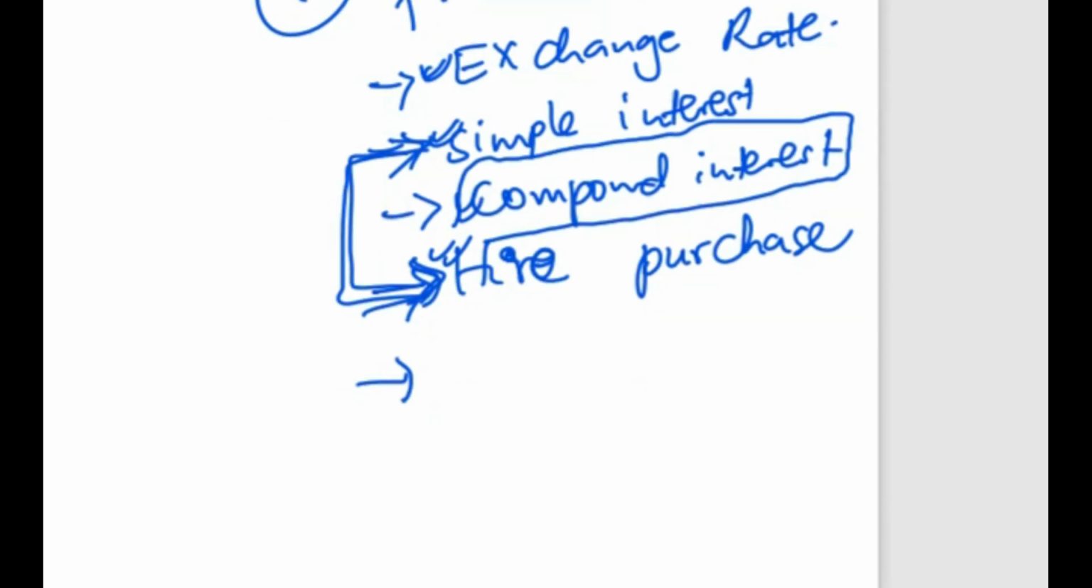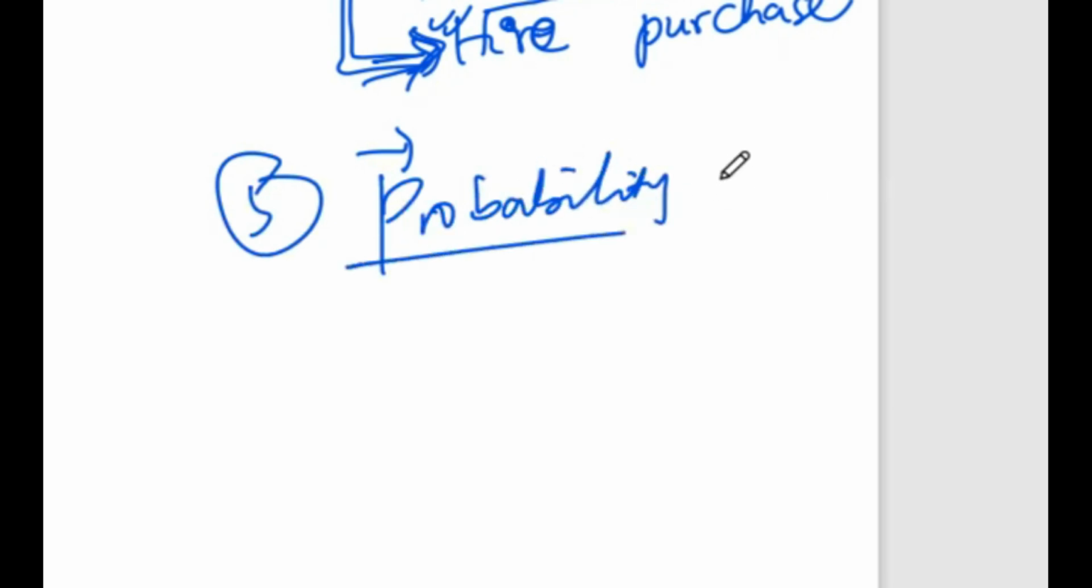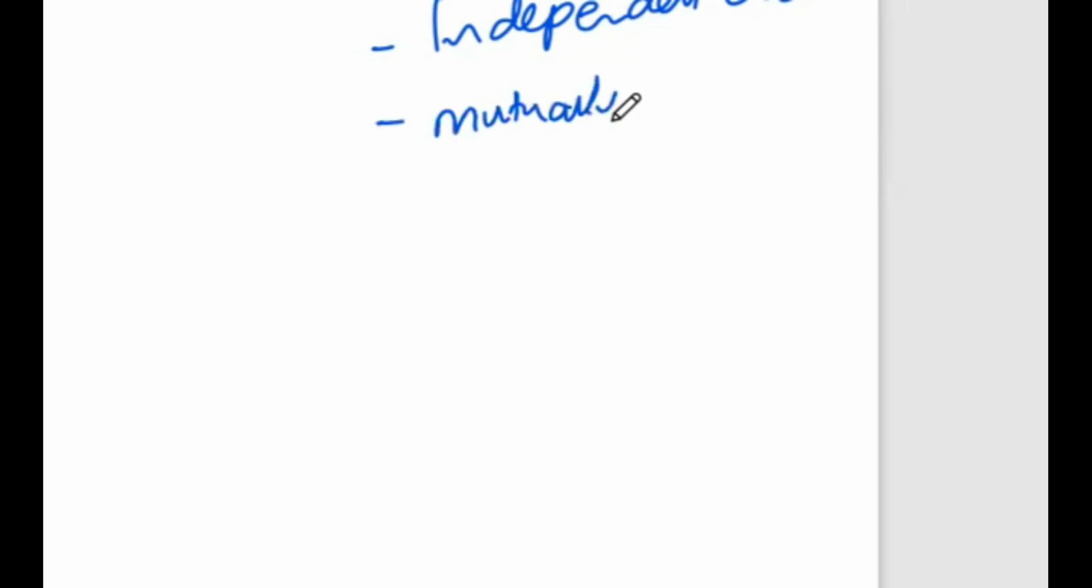Then lastly, number 5, we have what we call probability. Probability in Britain is still plus minus 15. It can be less or more, just around that, so that the paper is out of 100. Now, under probability, learners need to know the difference between independent and dependent events. We need to know about mutually exclusive events.